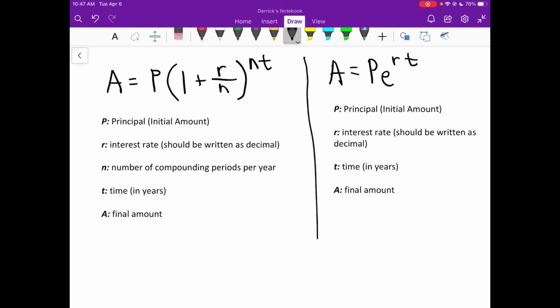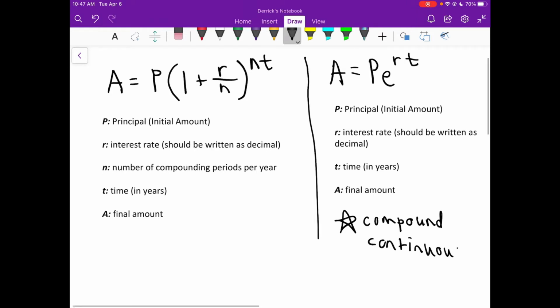The reason why our formula on the right does not have an N is because we only use our formula on the right for when we compound continuously. If you are told that you are compounding continuously, then you use the formula on the right, A equals P times E to the RT power.